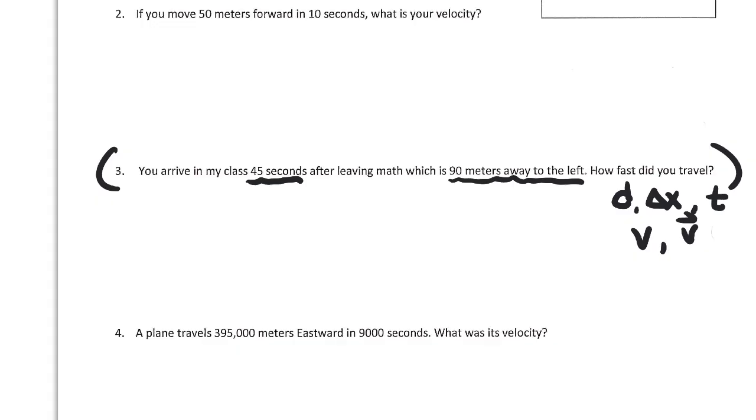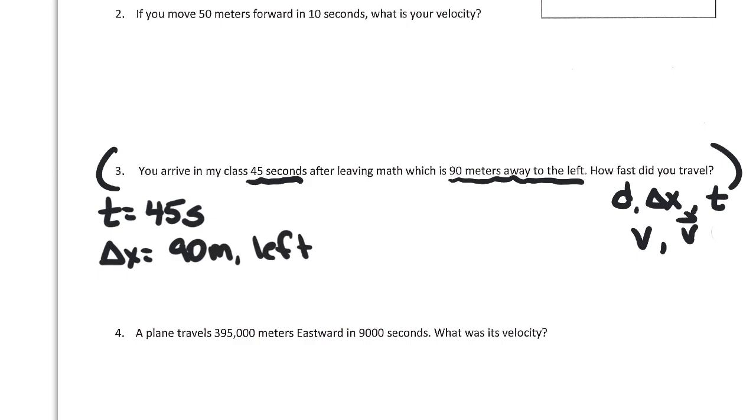45 seconds, when I measure seconds, that must be a time measurement. There's no direction to time, so we'll just write it as a scalar. 90 meters away to the left. Well, are you moving to the left? Are you moving to the right? Let's just take it on face value and say that our displacement is 90 meters to the left.